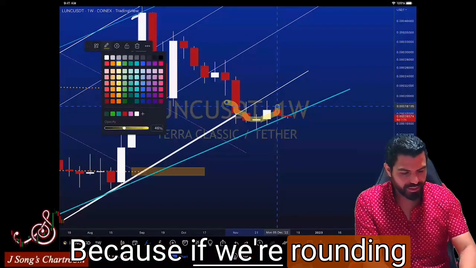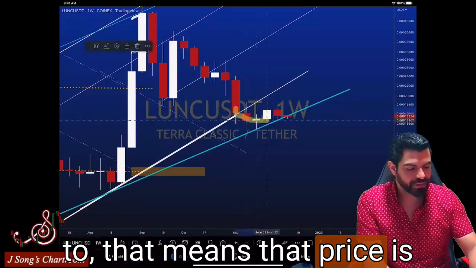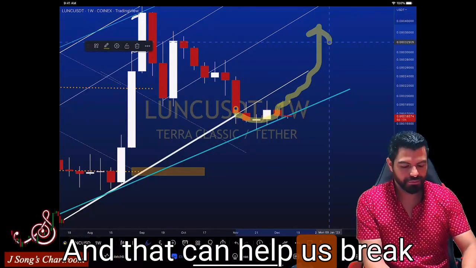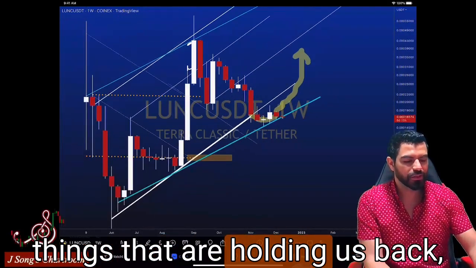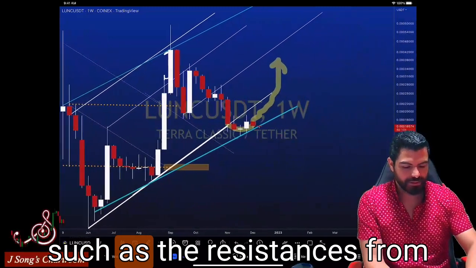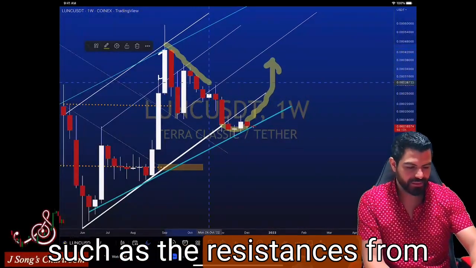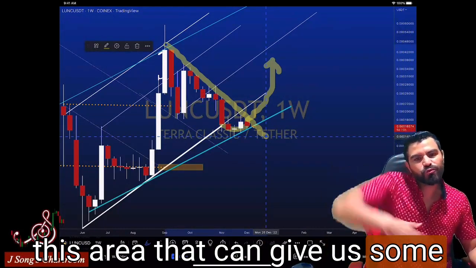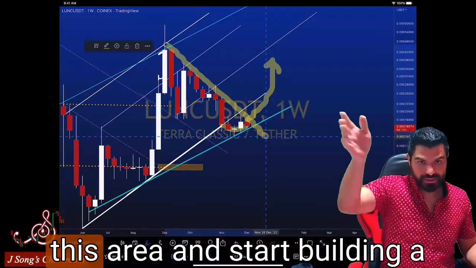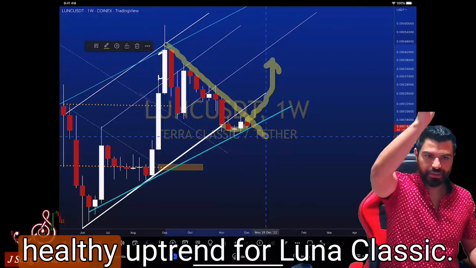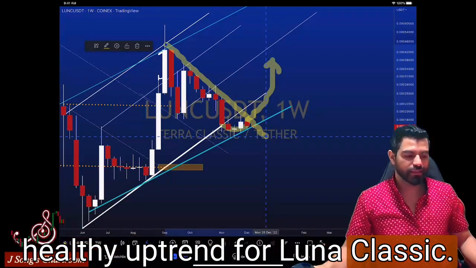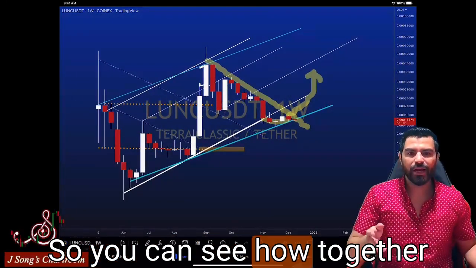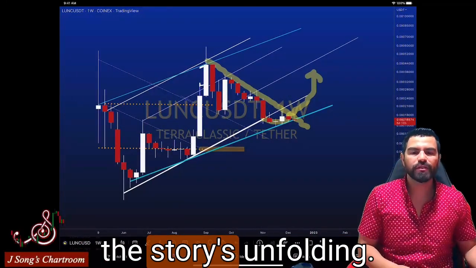Because if we're rounding in the areas we're supposed to, that means that price is doing what it's supposed to, continue going higher. And that can help us break some of the structures and things that are holding us back, such as the resistances from this area. That could give us some strength to punch up through this area and start building a healthy uptrend for Luna Classic.